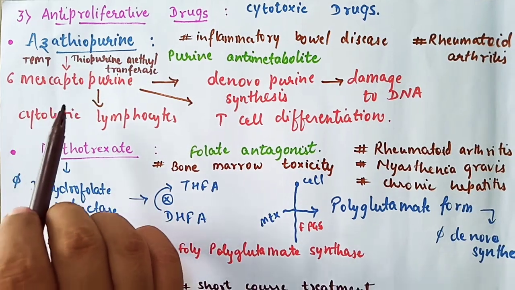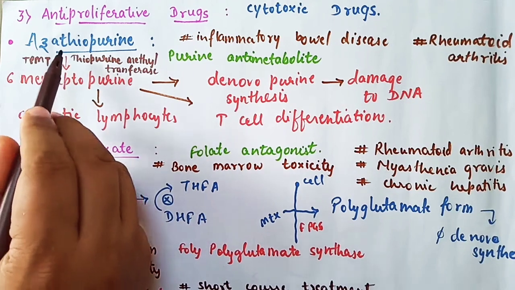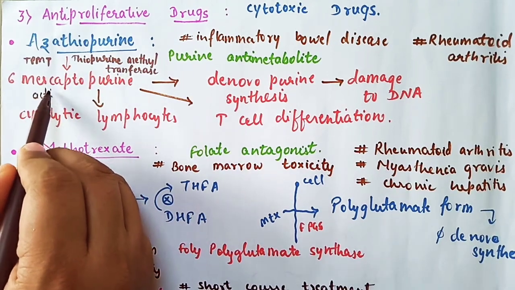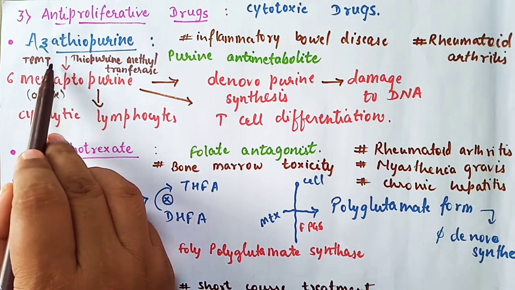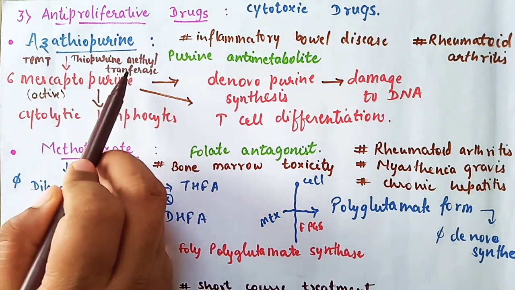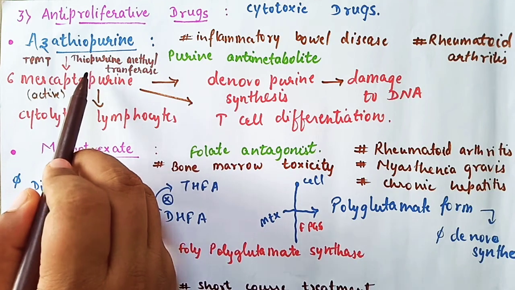So azathioprine is converted into 6-mercaptopurine. This is the active form of azathioprine. This active form is converted by the enzyme TPMT, that is thiopurine methyltransferase. This is a very important enzyme for the conversion.